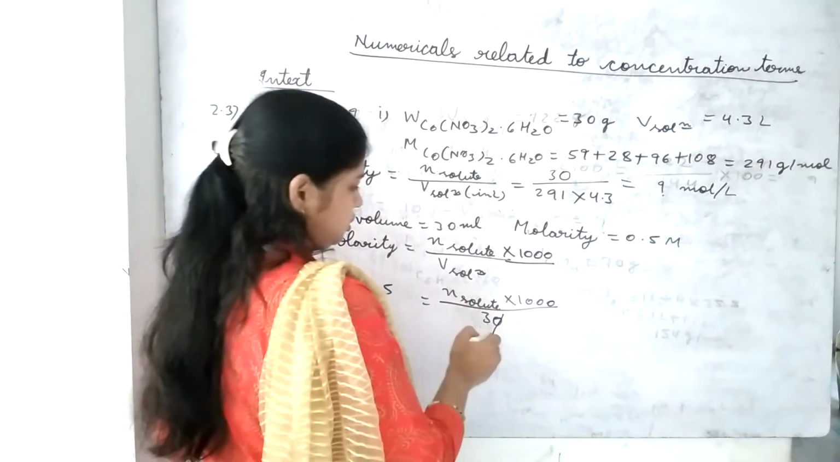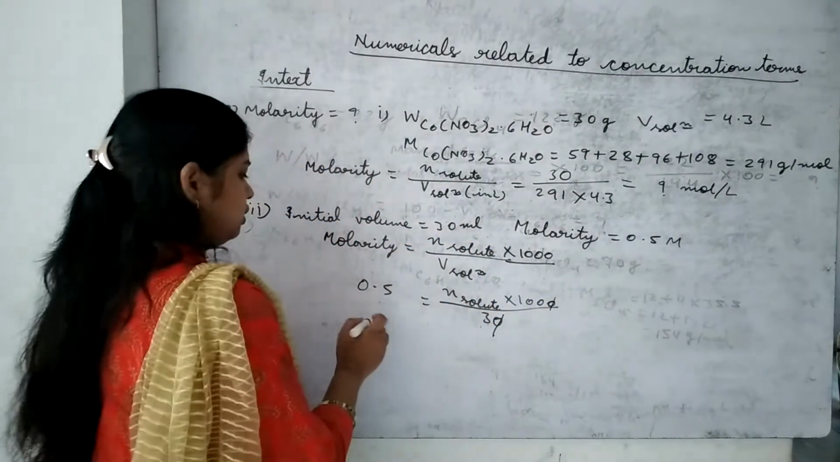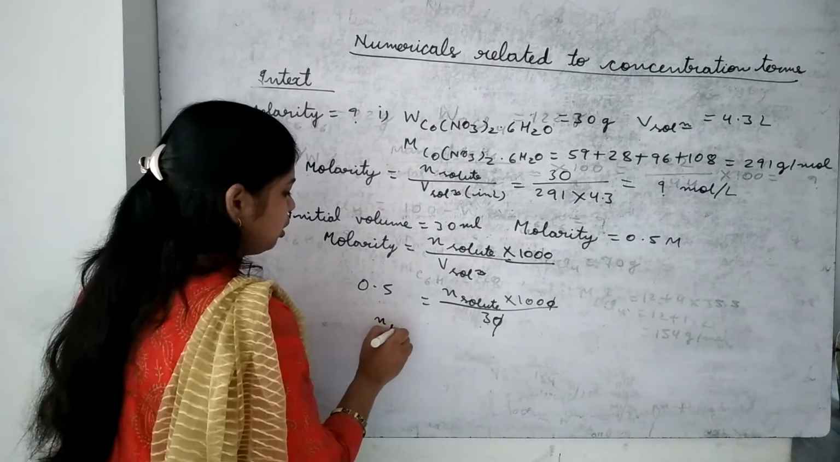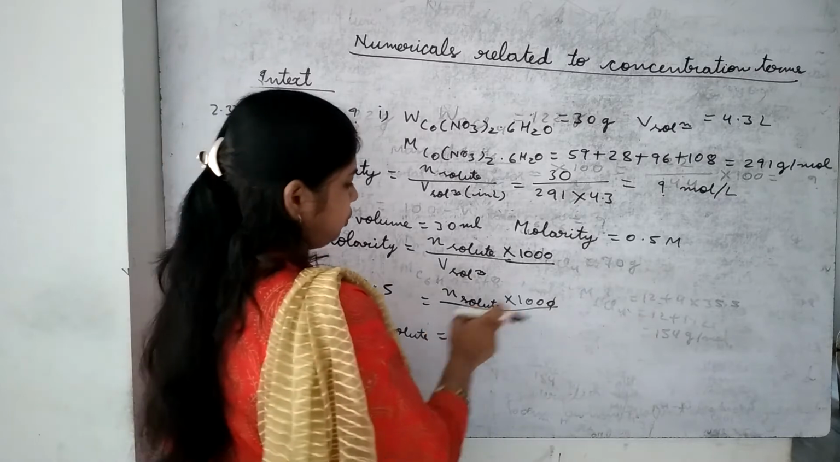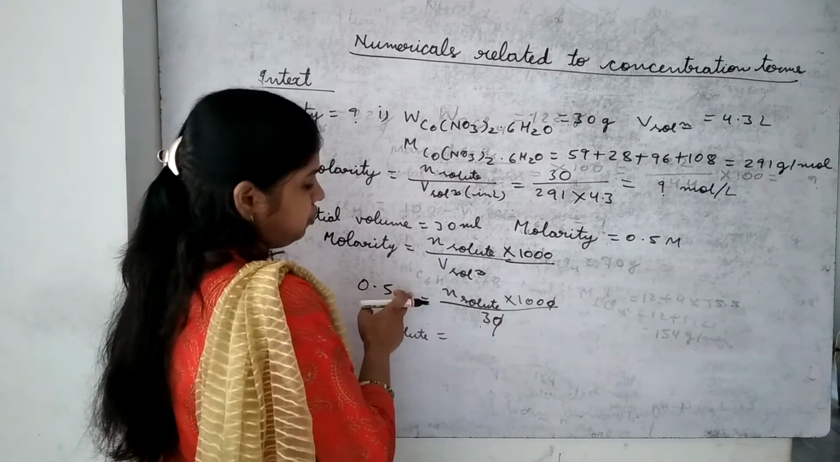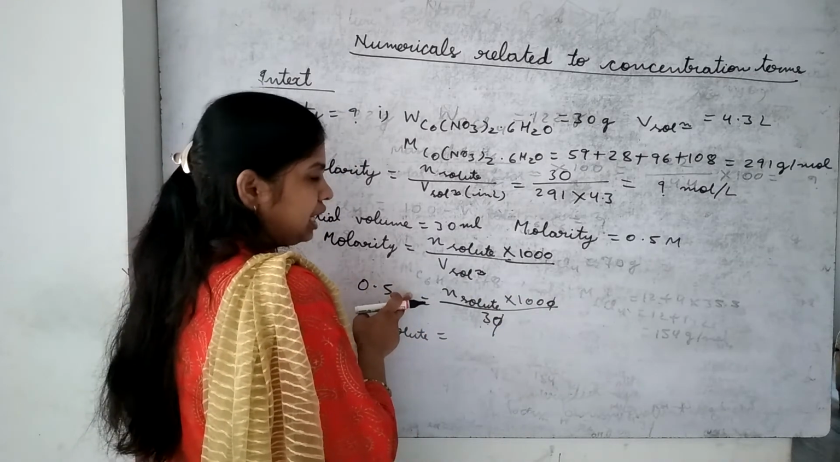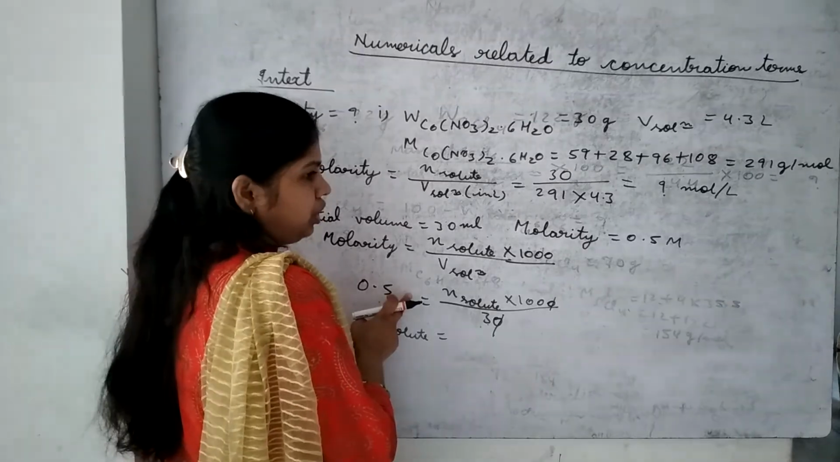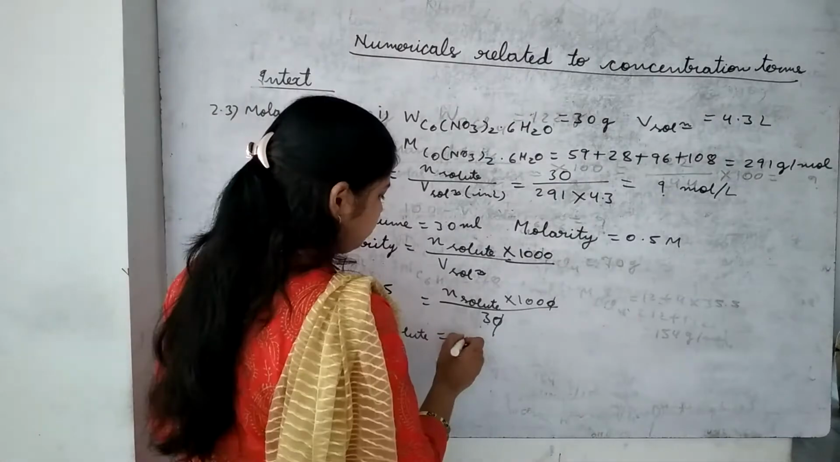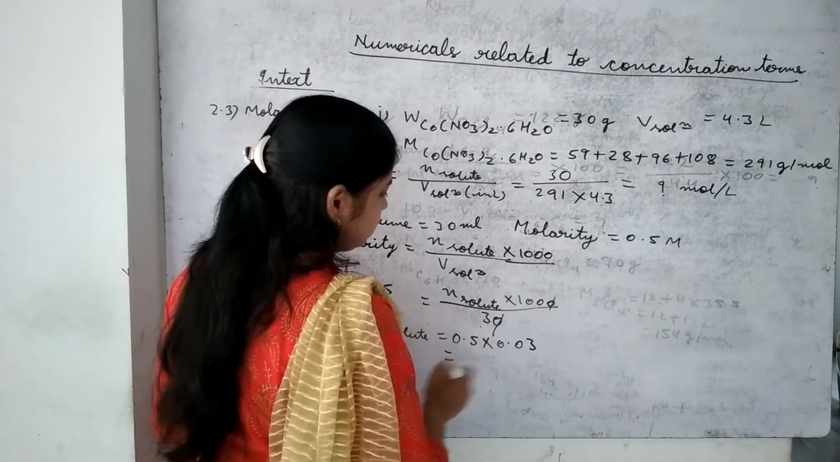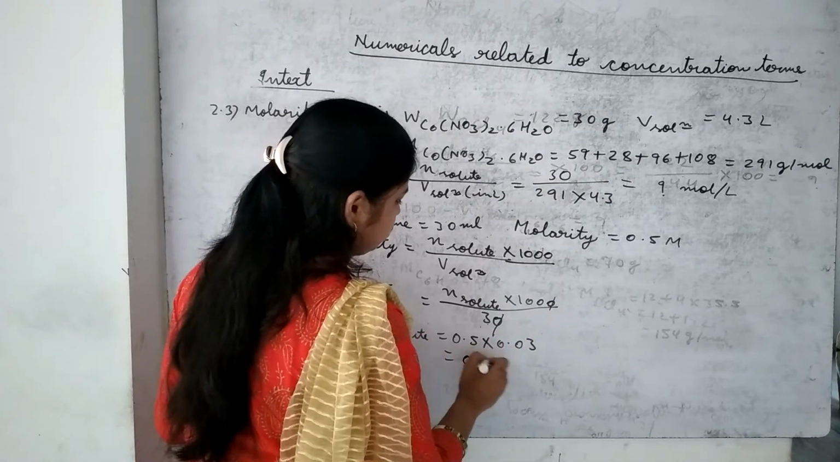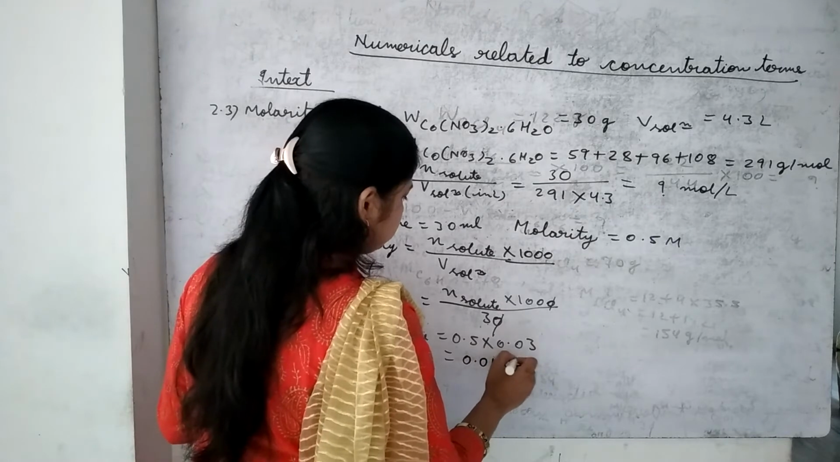Now this one will cancel out. Number of moles of solute is 3 divided by 100, that means 0.03. So 0.5 into 0.03, 5 threes are 15, so 0.015 mole.